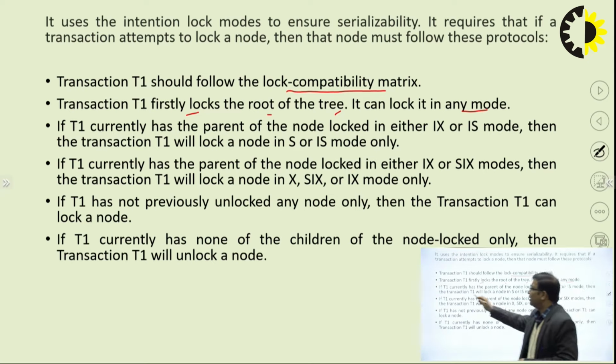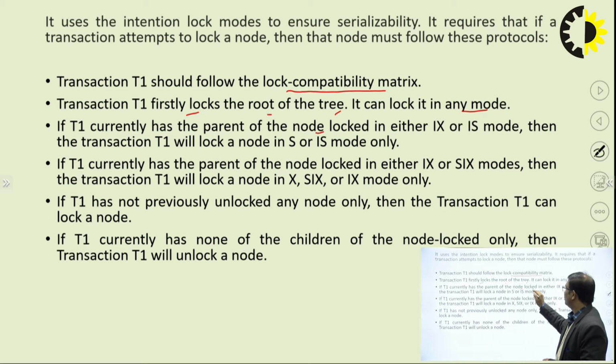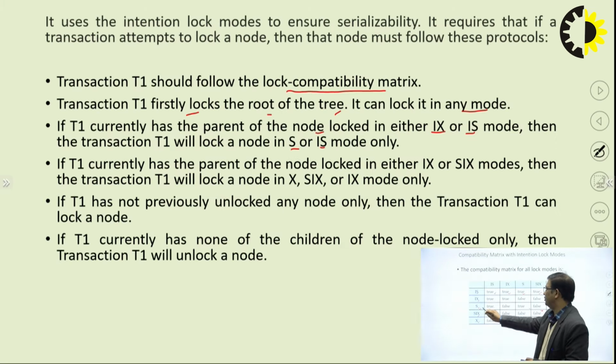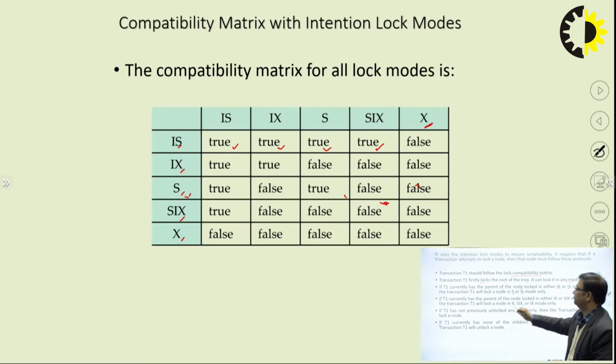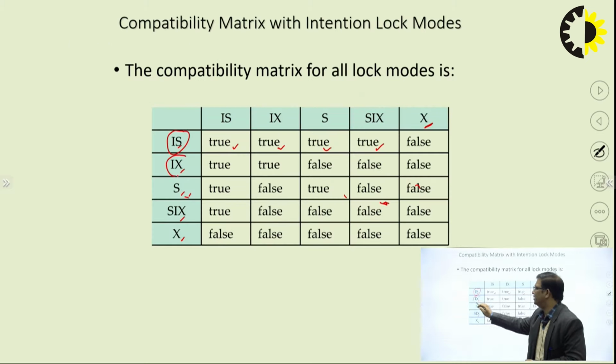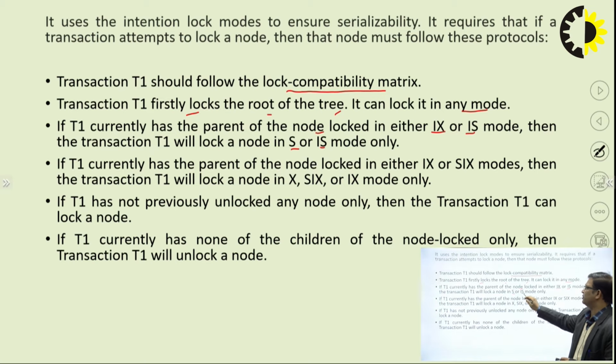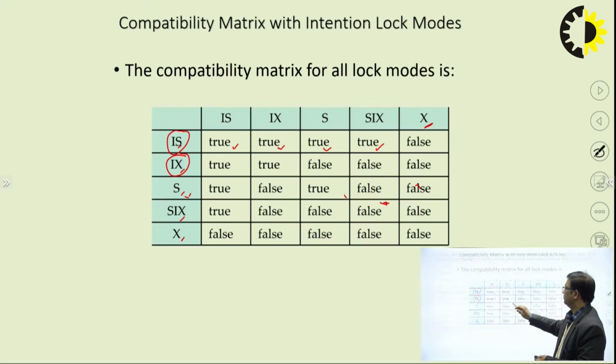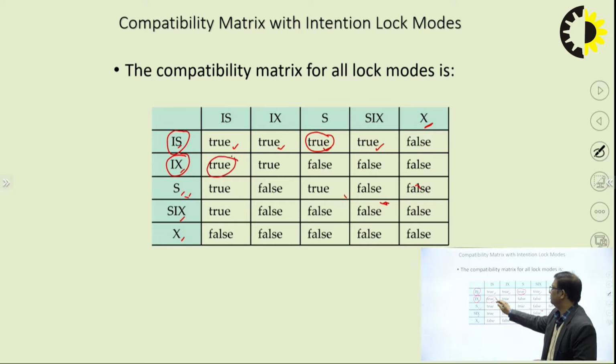Okay. If transaction T1 currently has the parent of the node locked in either intention exclusive or intention shared mode, then transaction T1 will lock in shared and intention shared mode only. Intention exclusive and shared, intention shared. So in this case, what will be written? Shared and exclusive mode only. Shared and intention shared. Intention shared.